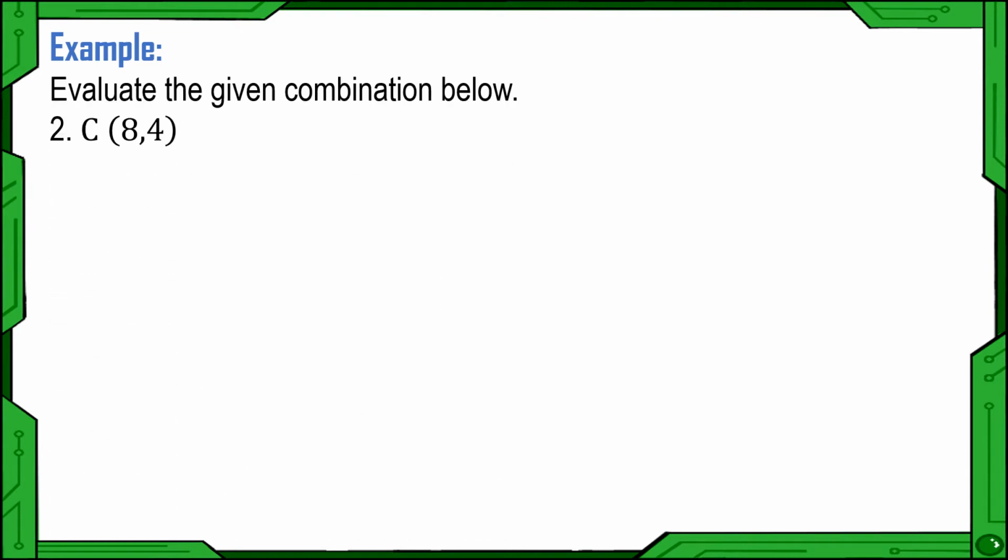Let us now move on to example number 2. Evaluate the given combination below, combination of 8 and 4. So again, let us use the formula for combination. It is combination of n and r is equal to n factorial over the difference of n and r factorial multiplied by r factorial. So in our given, the value of n is 8 and the value of r is 4.